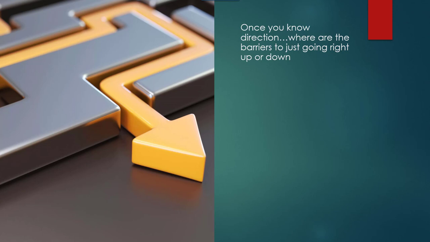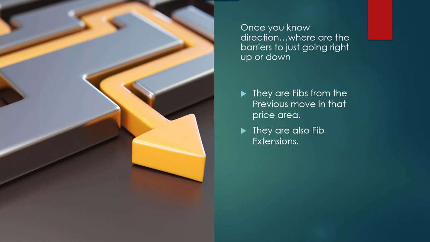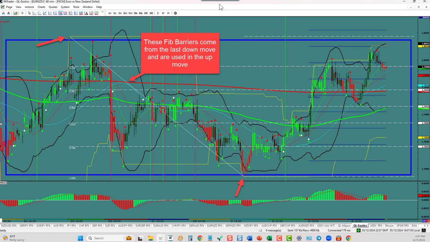Now, once you know direction, where are the barriers to just going right up or going down? They're fibs from the previous move in that price area. There are also fib extensions, and they might be the fib sequence from the start of the move. The job of a trader is to identify which one of those, and it may be a combination. You can see here these fib barriers to the upside came from this last down move over here, so they are used in the up move. You click from the swing high to the swing low on the fibs, and you get these lines.